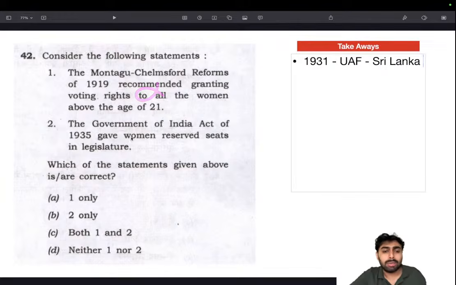The Government of India Act gave women reserved seats in the legislature. It's true. It's one of the features of that act. So the answer is 42B. I think we are done with these questions. Few things to look for.